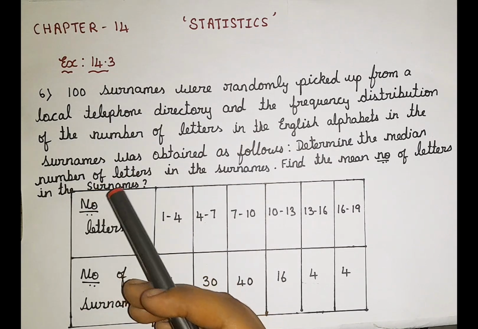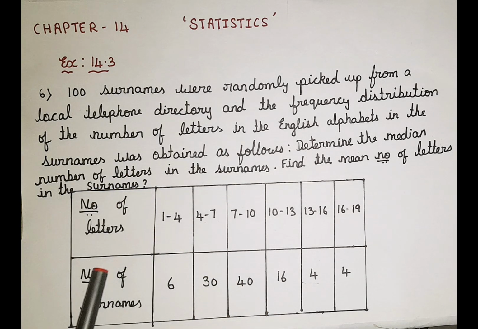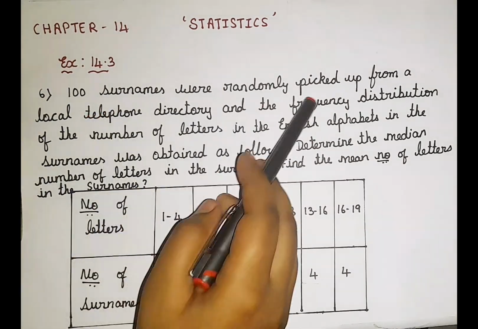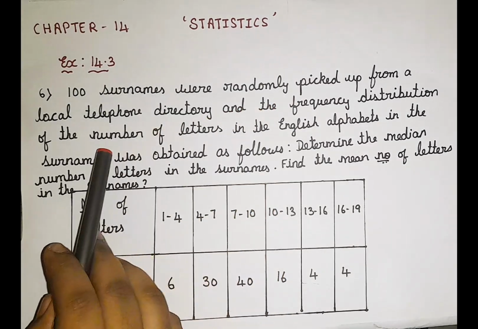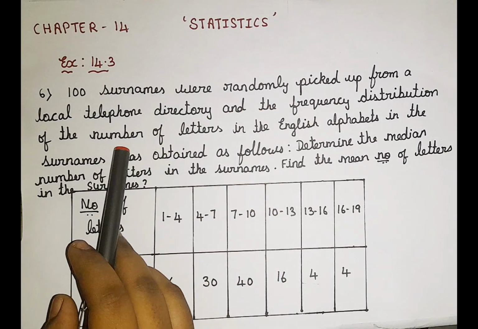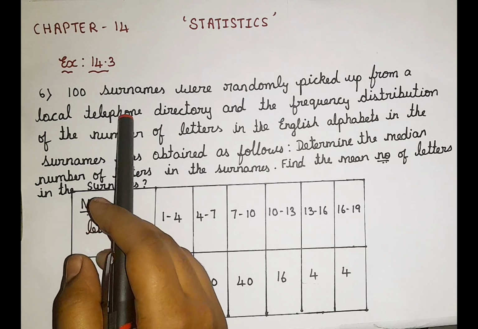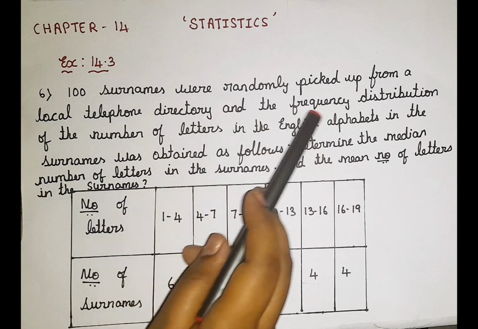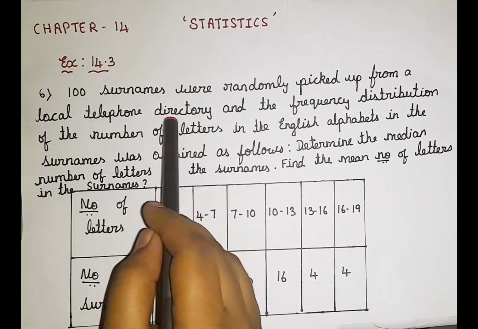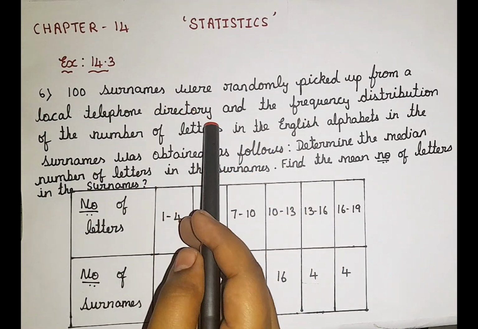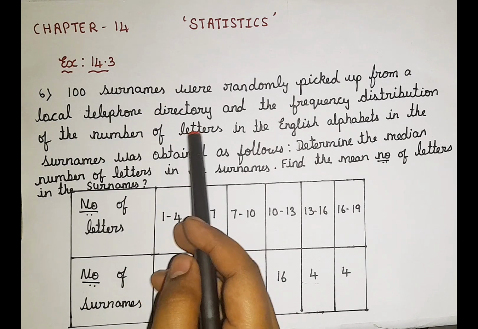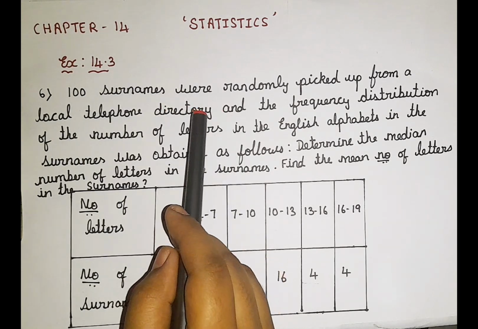Okay guys, so what is the meaning of this surnames? When you pick up a telephone directory randomly, in that you can see the names, isn't it? So those names here they mentioned as surnames. Okay, from a local telephone directory. What is the meaning of directory? Directory is a book. In olden days they used to note everything in a book. But nowadays, websites and those things are there. So directory means book, otherwise website.